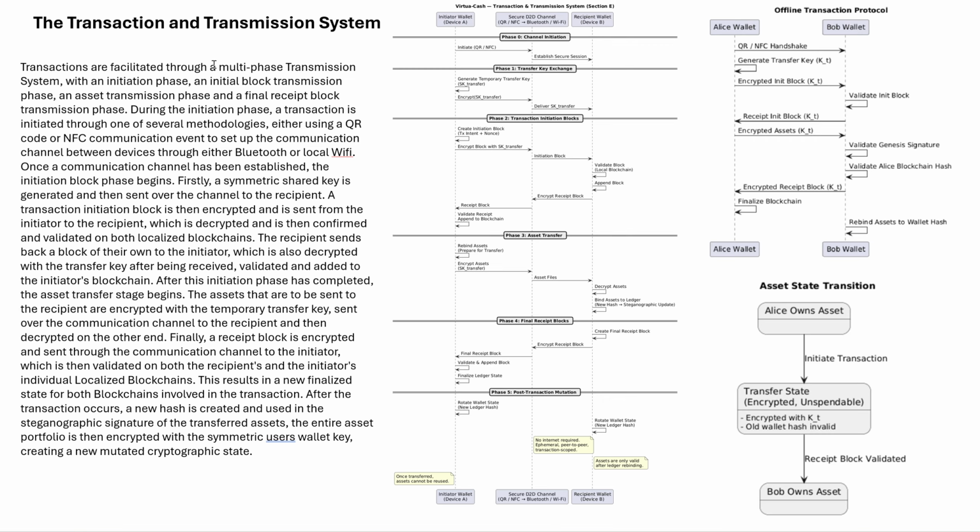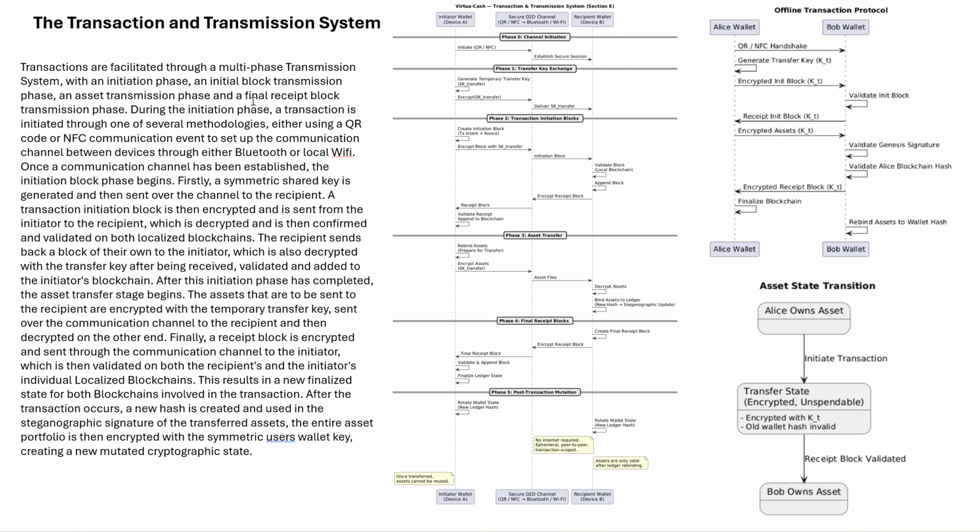Transactions are facilitated through a multi-phase transmission system with an initiation phase, an initial block transmission phase, an asset transmission phase, and a final receipt block transmission phase. During the initiation phase, a transaction is initiated through one of several methodologies, either using a QR code or NFC communication event to set up the communication channel between devices through Bluetooth or local Wi-Fi. Once a communication channel has been established, the initiation block phase begins.